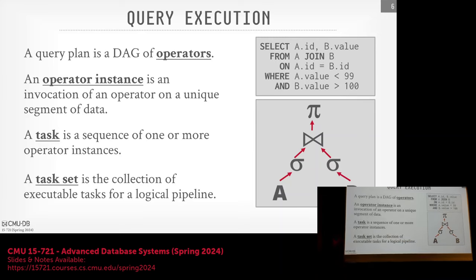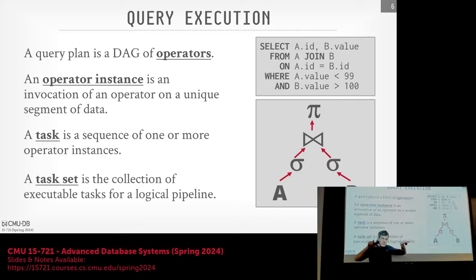So these are the operators that we're going to have in a query plan, and then the database system is going to convert them into operator instances that are going to be invocations of that operator. The reason why we have to distinguish between operator instance and operator is because we could have an operator run in parallel. If this table is a billion tuples, I could divide up this scan operator into 10 operator instances that are each going to scan different row groups or different files in S3.